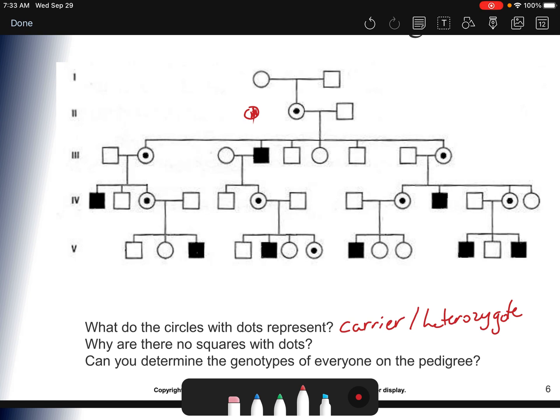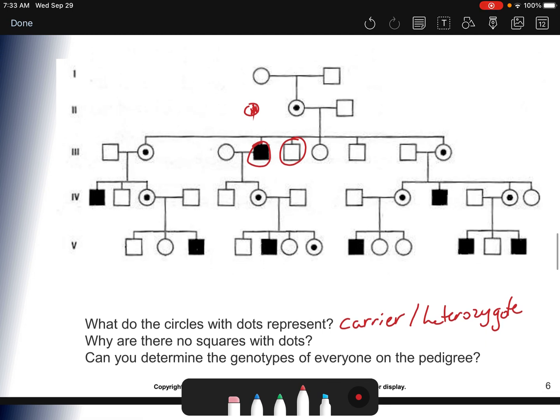But yeah, they either have it or they don't have it. So they'll either be affected or they won't be affected, but they cannot be a carrier. And then the genotypes of everyone, can you figure out what they might be? Well, since they already have carriers filled out, we know that any circles here would have to be homozygous dominant. All the males like this would have to have a dominant allele.